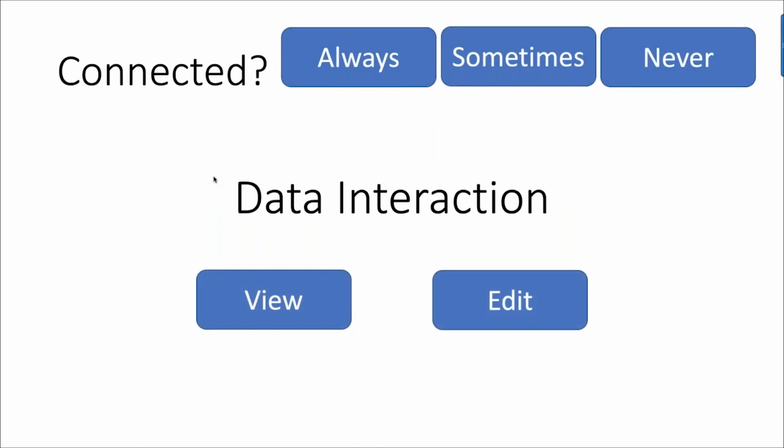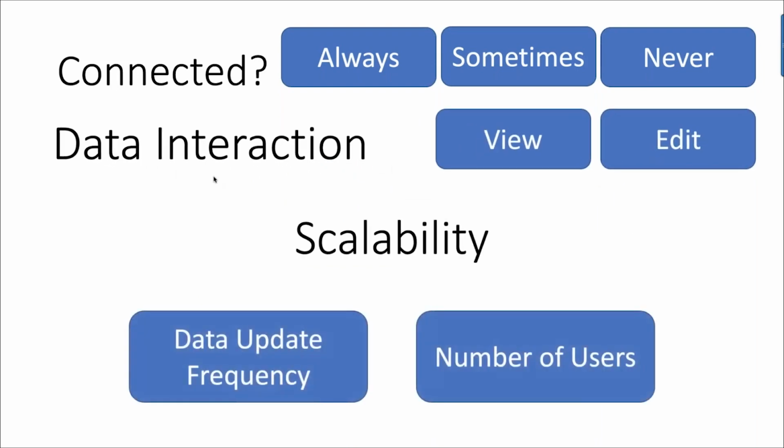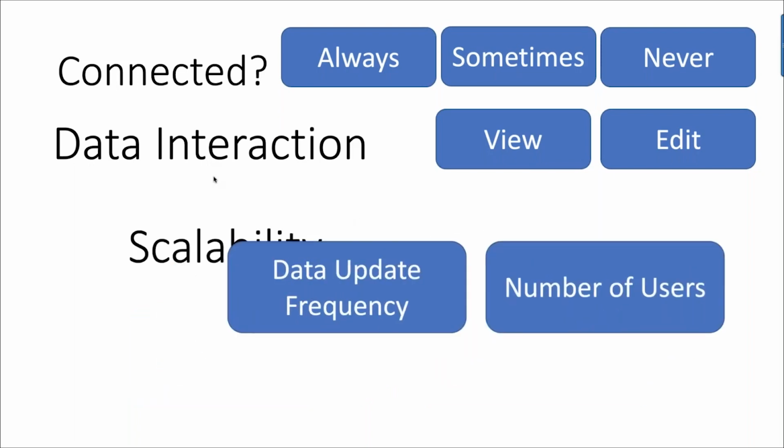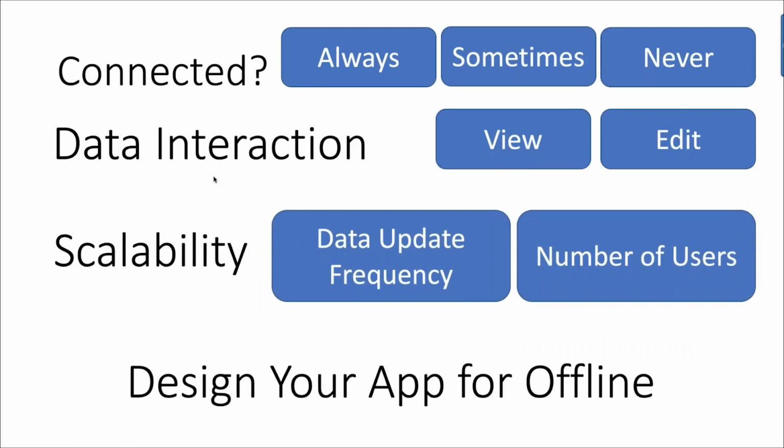Are your users going to be viewing data, or is there going to be a need to actually edit the data while it's offline? Or even if you're in this sometimes scenario where you might be online, might be offline. You also need to consider scalability. So you've got data in your map and services that you want to take offline in your applications. How often is that data updated on the back end? How often is it updated on the applications? And how many users are you going to be deploying this application to? So all these things feed into this decision on how to design your app for offline.